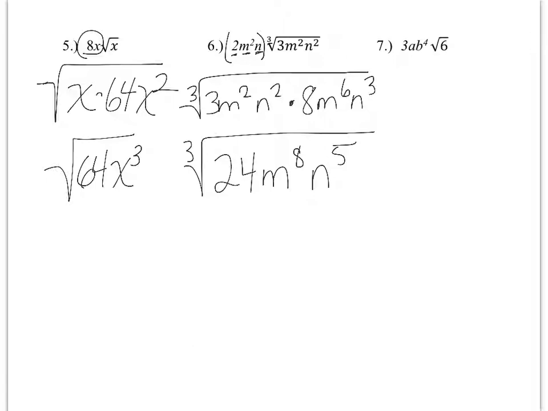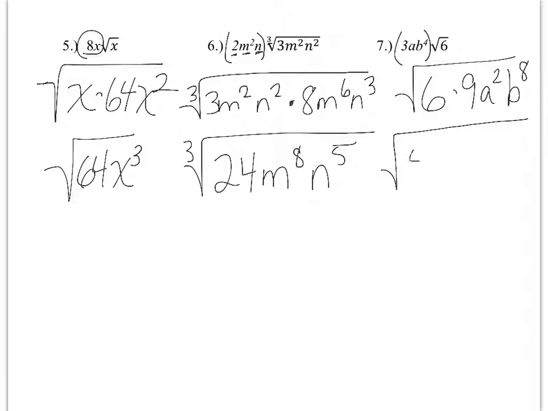The next one is a square root, so you square the outside, and inside there you already have a 6, so I square 3, which is 9, I square a, which is a squared, and I square b to the 4th, which is b to the 8th. 6 times 9 is 54, so I end up with the square root of 54, a squared b to the 8th.